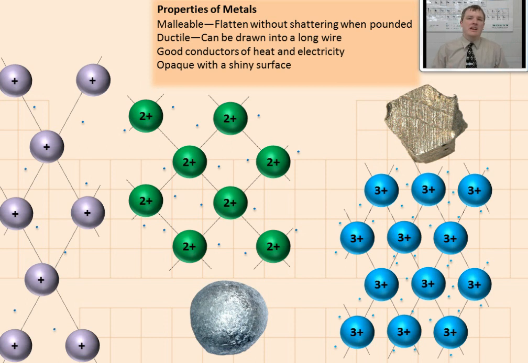Hopefully now you understand some of the properties that the electron sea and the positively charged cores give to different types of metals. But you should understand what makes metals similar as a group, why they have the properties that they do, because of the sea of electrons and the positively charged cores.